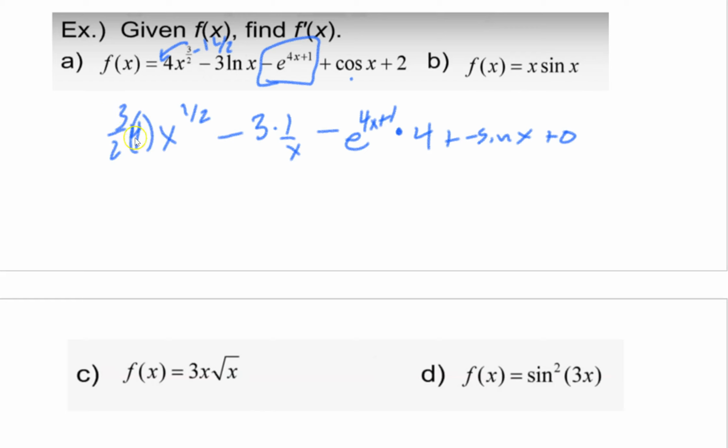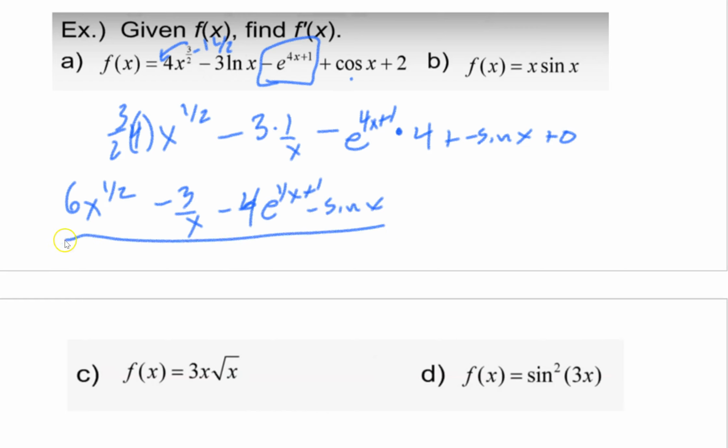Okay, then we just simplify this. 12 over 2 is 6. 6 x to the 1/2 minus 3 over x minus 4 e to the 4x plus 1 minus sine of x. And there we go. Notice no plus c. That is only for integration with no limits.